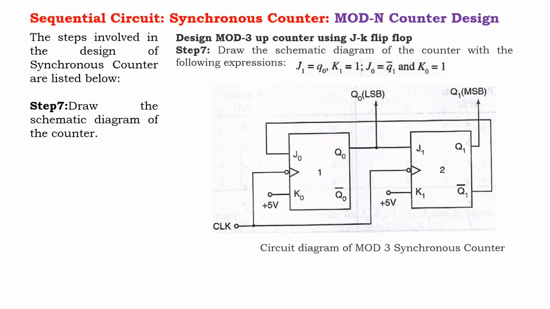So J0 is connected to Q1 bar, the present state, and J1 will be connected to Q0. K1 is connected to 5 volt, that is 1, VCC, and K0 is also connected to 1, that is 5 volt VCC. Then we will get the mod 3 synchronous counter.